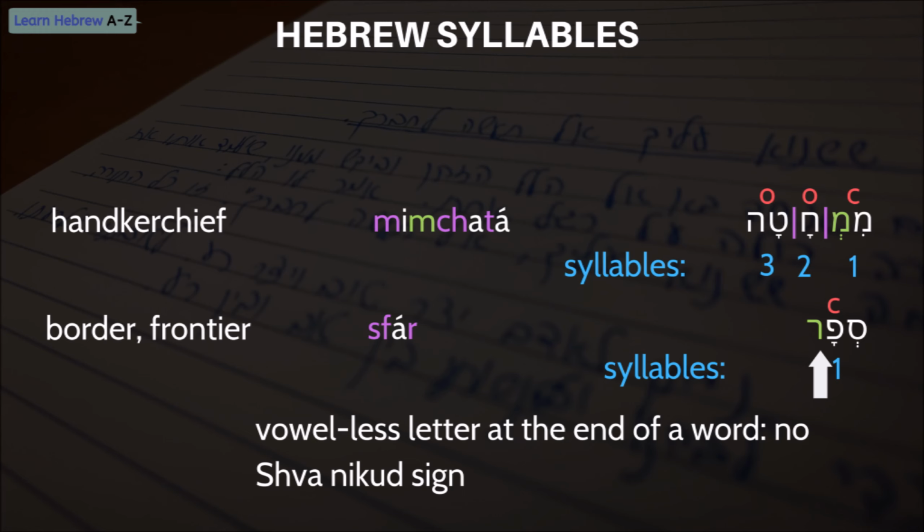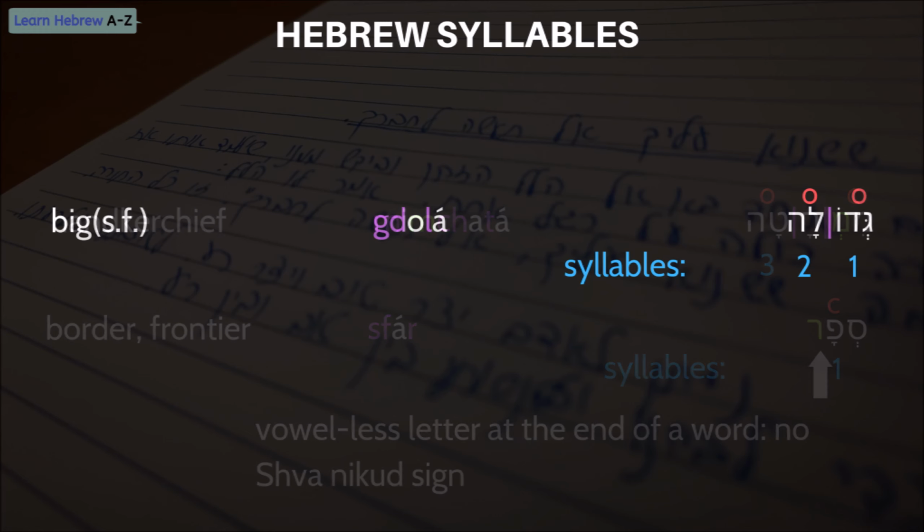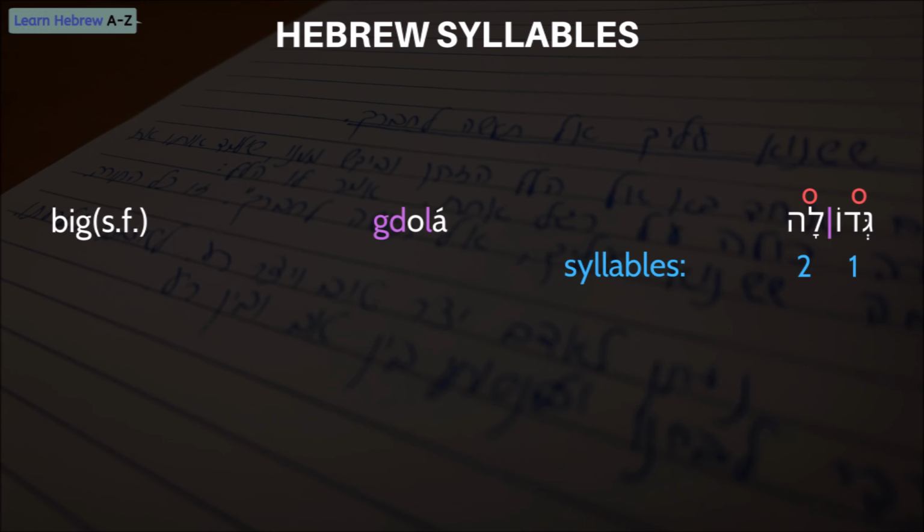Shva na is a shva that originates from a vowel. What will be the case if the shva na is at the beginning of a word? Unlike shva nach, the shva na opens the syllable and it is part of the syllable like in the word gdola. The first syllable is gdo and the second is la.